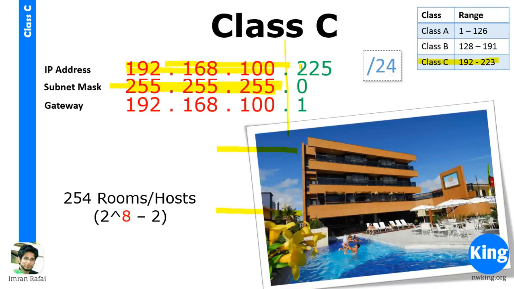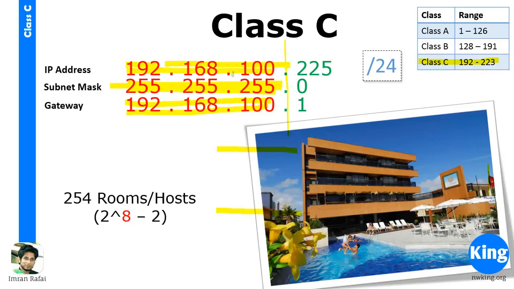If there is another room called 226, we can communicate with each other because they're all part of the same building. Also remember, like we discussed earlier, the gateway has to be part of the same network, or the same hotel in our hotel analogy. So if the gateway is 192.168.99.1 or 102.1, this will not work.